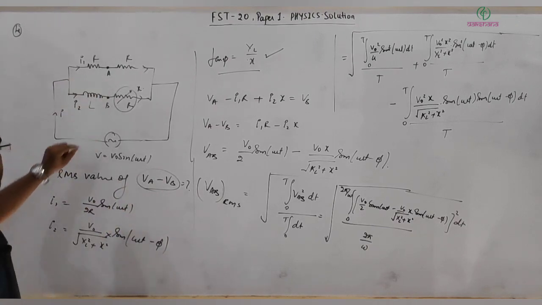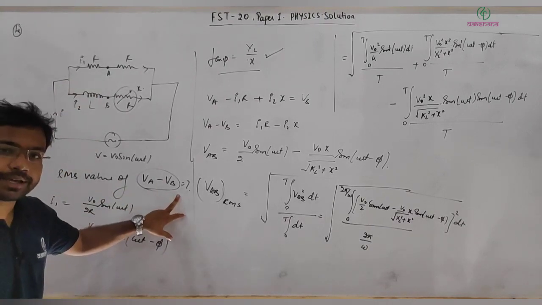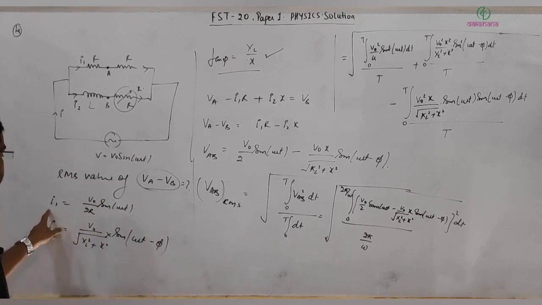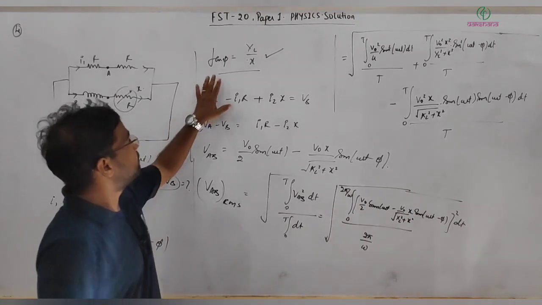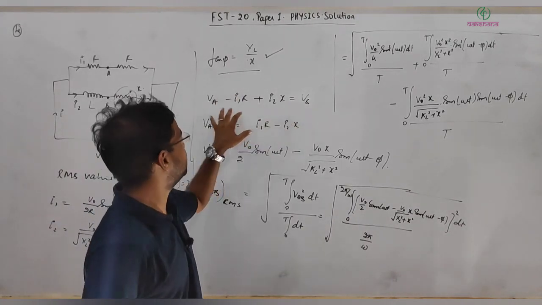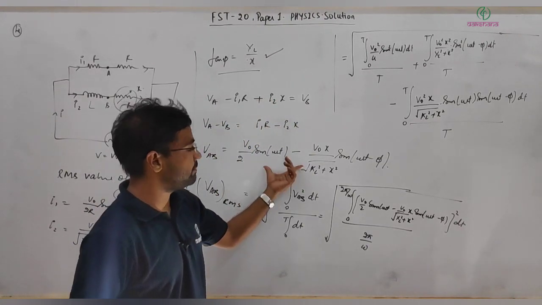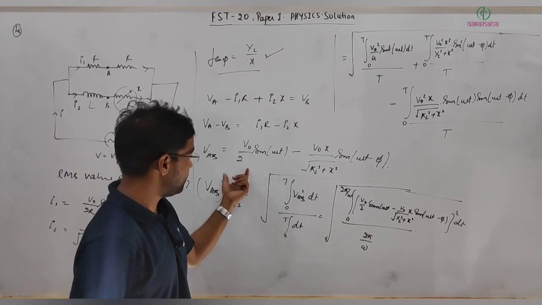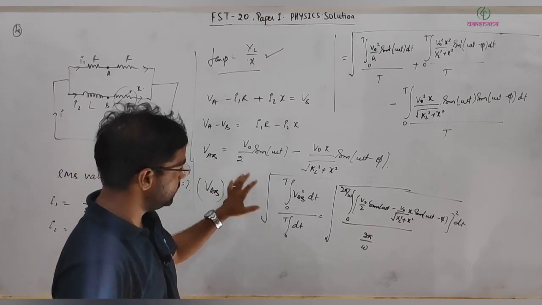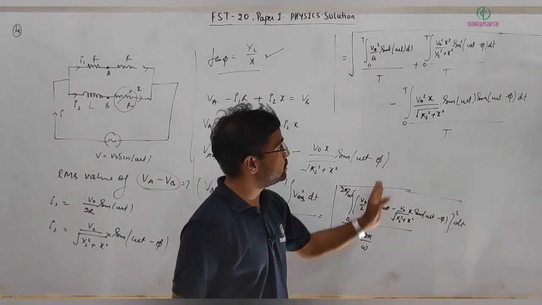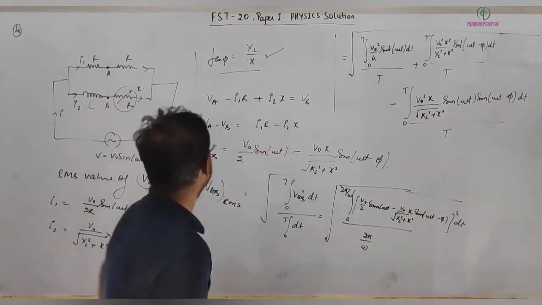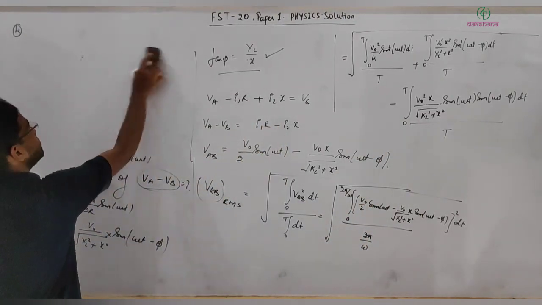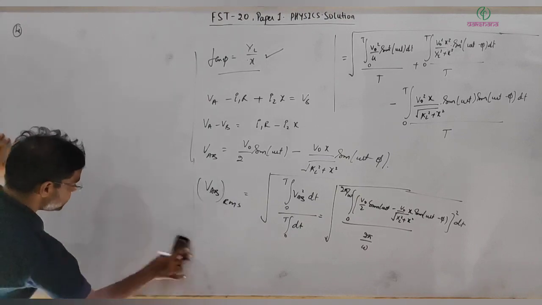This is the RMS value, the final requirement we want. We got I1 and I2 by applying this KVL, we got VA minus VB and finally got this expression. Now we need to deal with the RMS value of this. So the RMS value of this potential difference is given by this formula, and substituting we are getting the result up to here. Okay, now let me erase this part and simplify that.